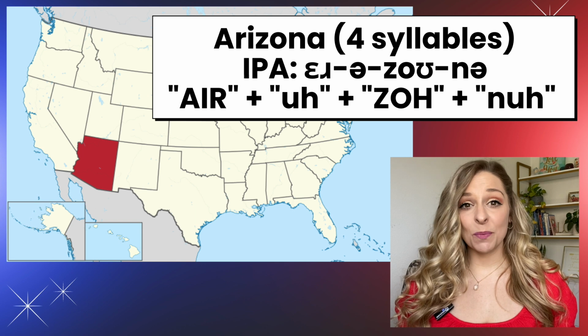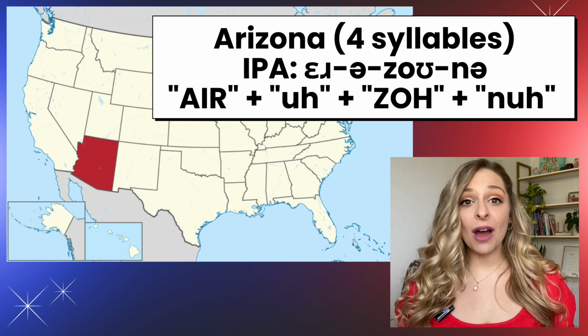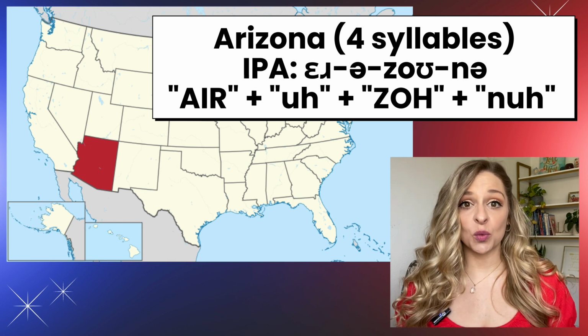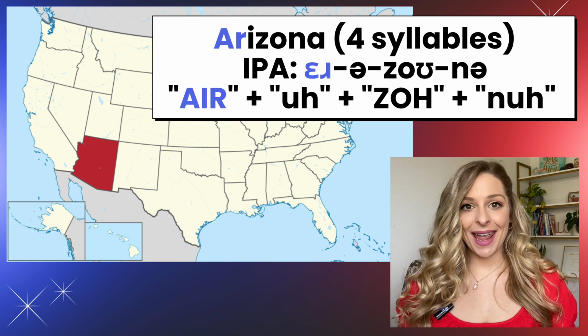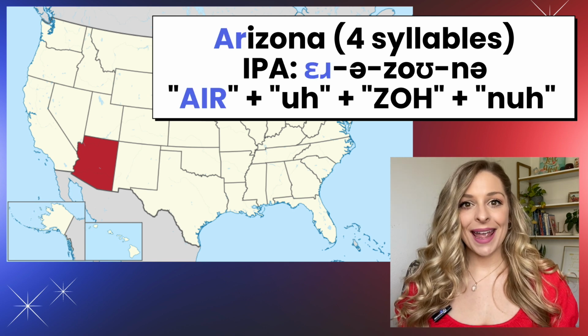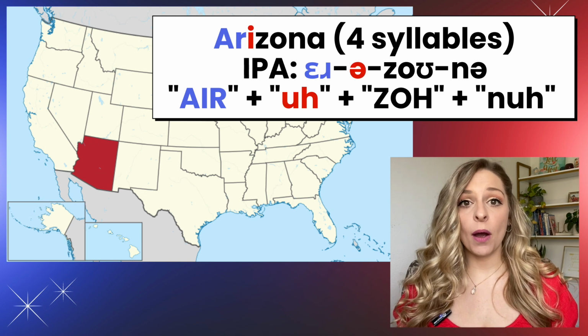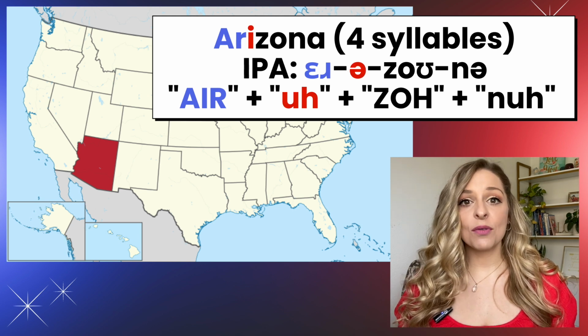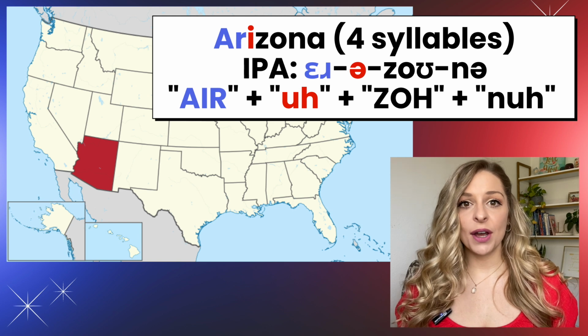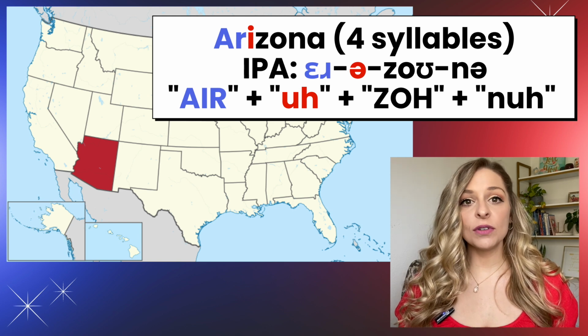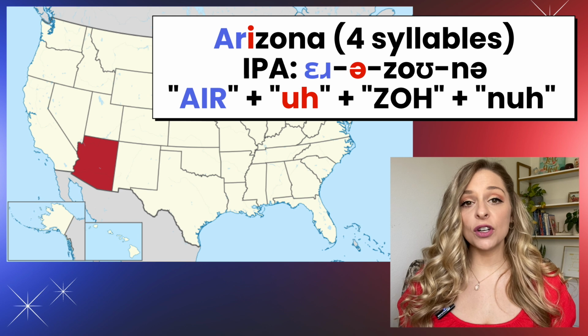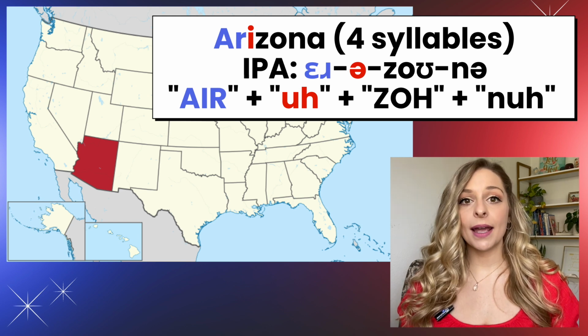3, Arizona. This word has a Spanish origin, but we do not pronounce it like Spanish speakers would. So we start off with air, and then the I is more of a schwa. Arizona. This word is 4 syllables, and we put stress on the first and the third syllable.